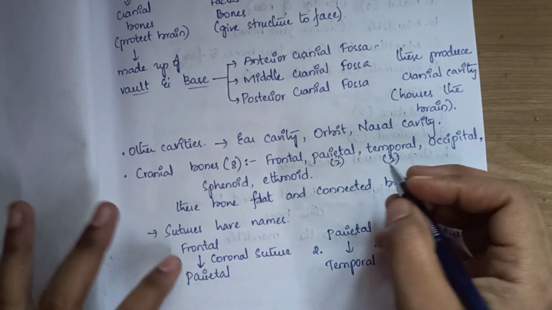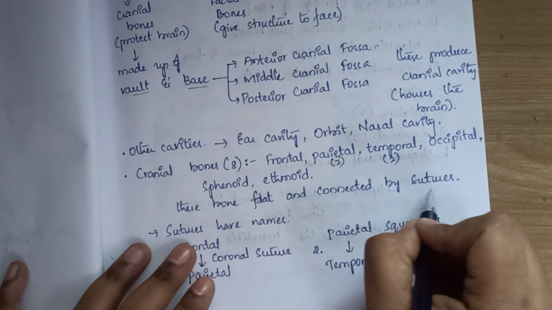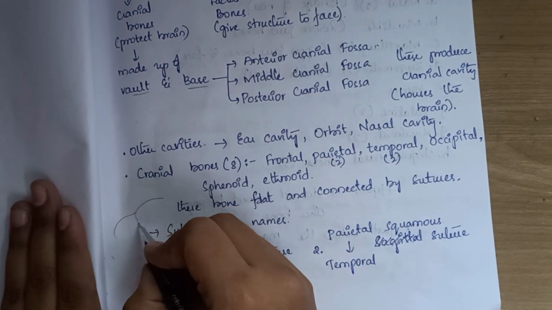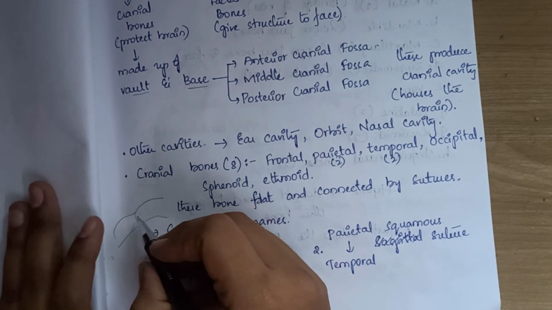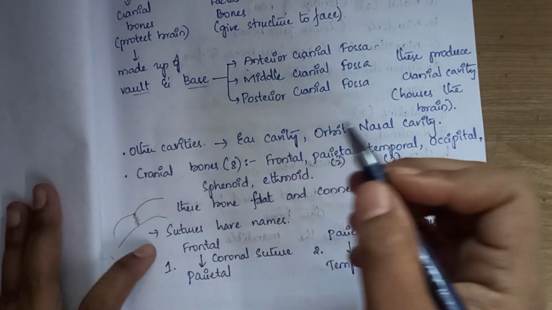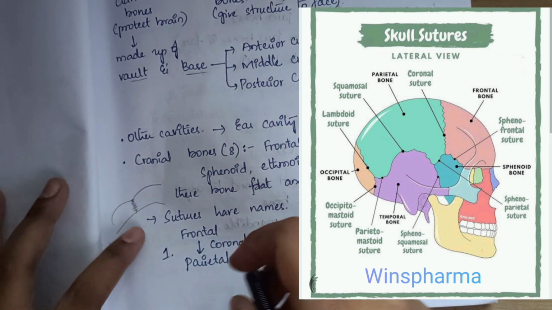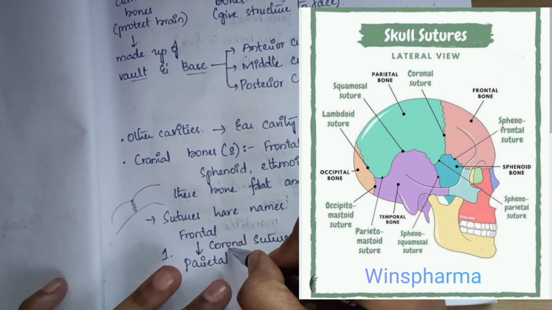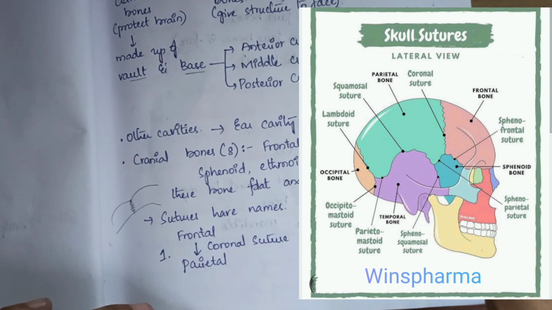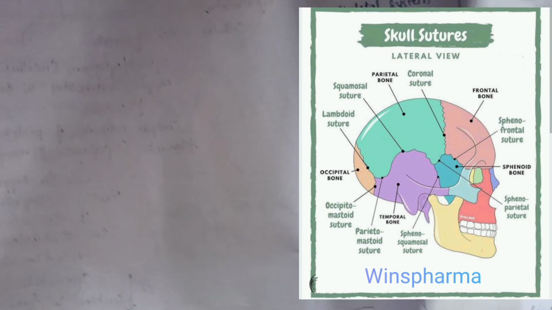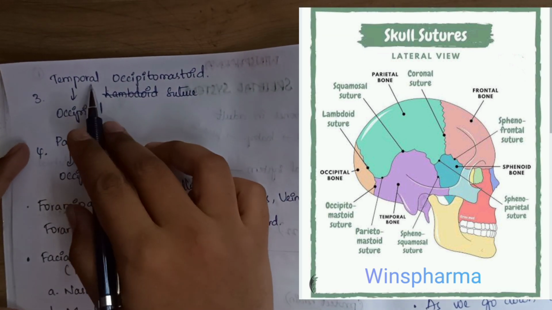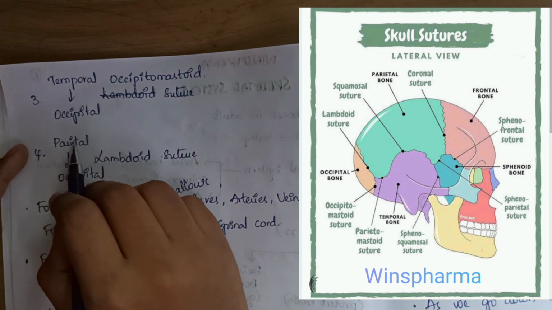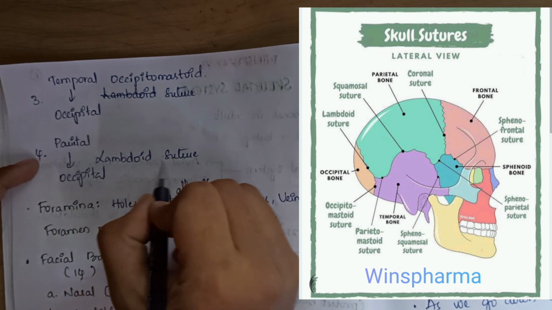Next, these bones are flat and connected with sutures. These bones are flat and connected with a few sutures in the skull. The line is called a suture. The sutures have different names. The joining between frontal and parietal bone is called coronal, parietal and temporal is called squamous, and temporal and occipital is called occipitomastoid suture. And next, parietal and occipital is the lambdoid suture.